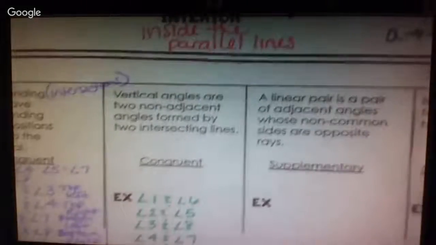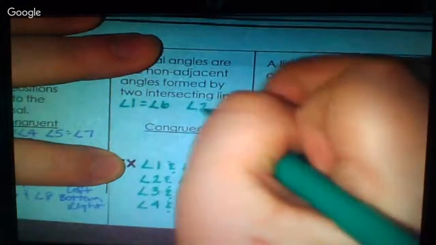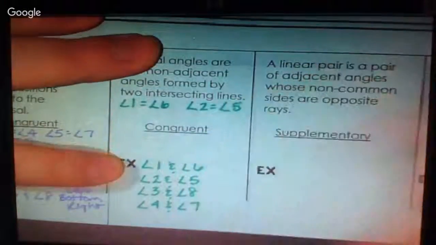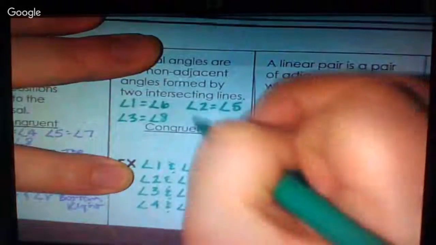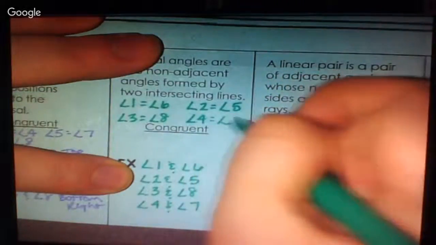Okay? So these ones are congruent, which means angle 1 equals angle 6. Angle 2 equals angle 5. Angle 3 equals angle 8. And angle 4 equals angle 7.